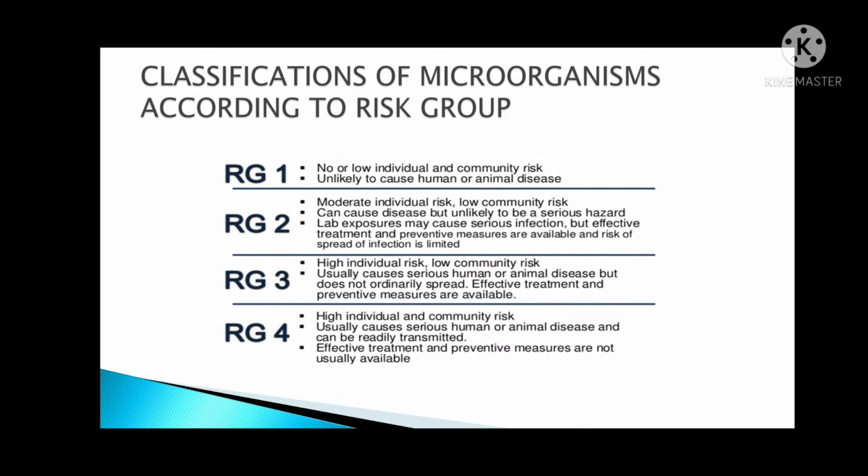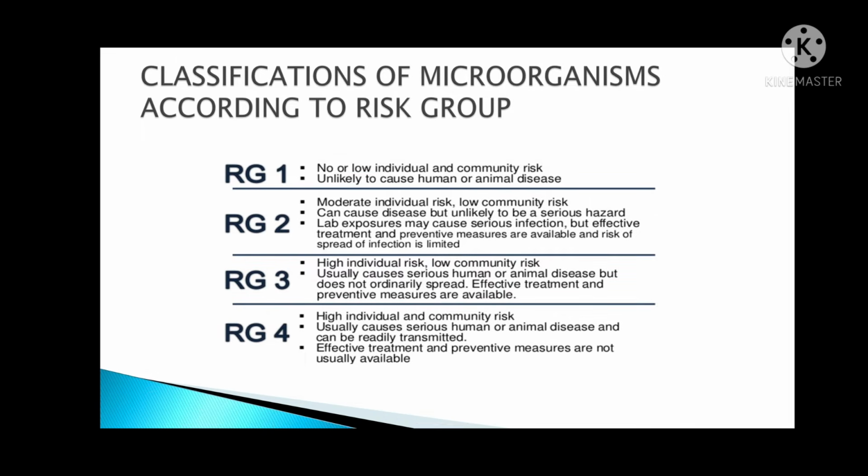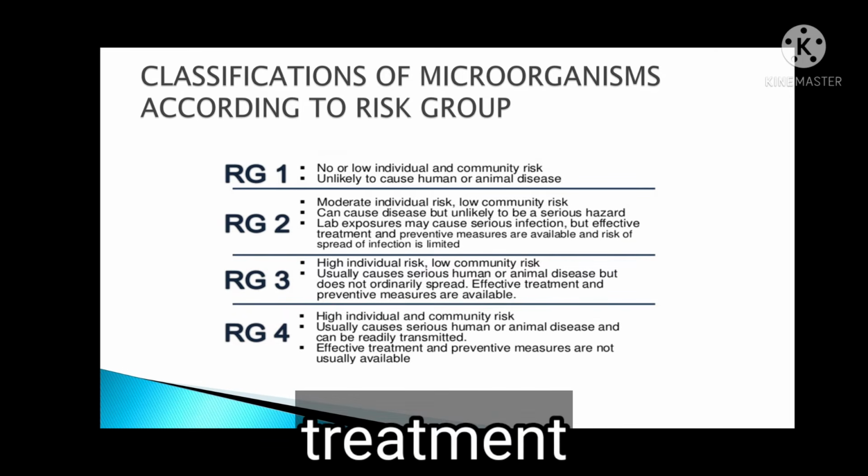Let's now proceed to the classifications of microorganisms according to risk groups. The World Health Organization recommends an agent risk group classification for laboratory use that describes 4 general risk groups based on principal characteristics and relative hazards posed by infectious toxins or agents. The risk group classification for humans and animals is based on the agent's pathogenicity, mode of transmission, host range, and the availability of preventative measures and effective treatment.